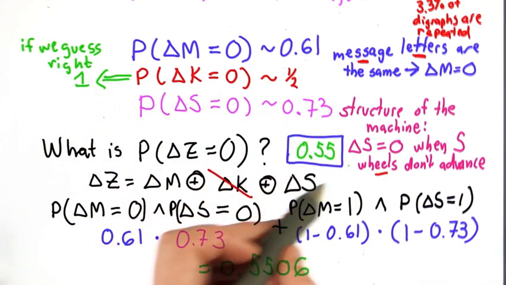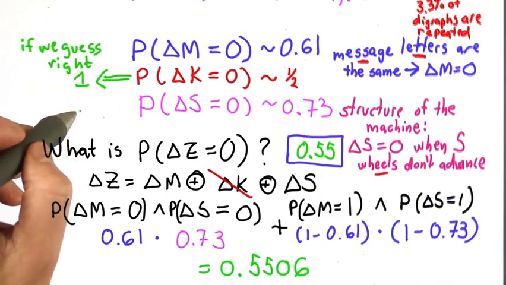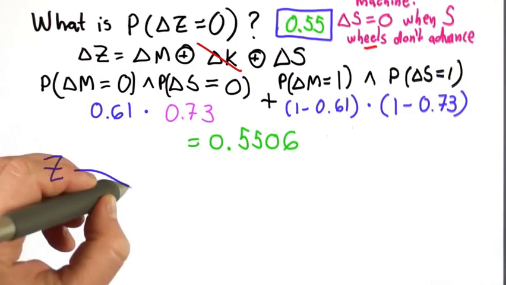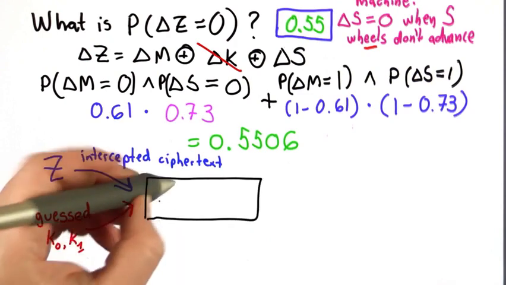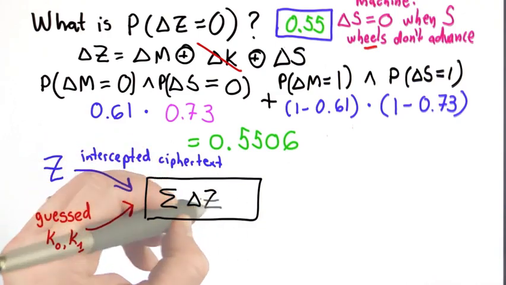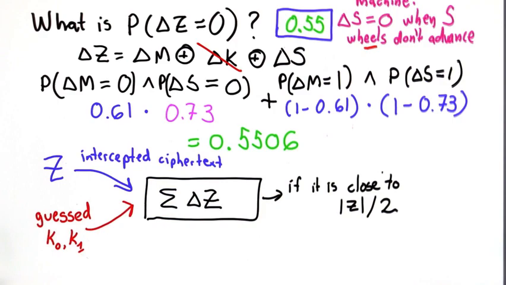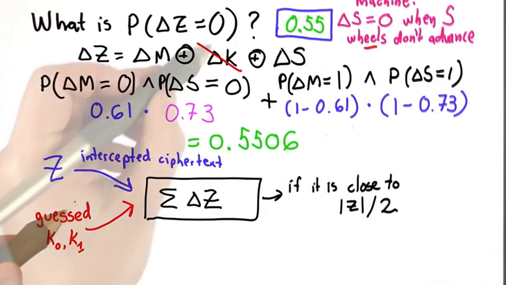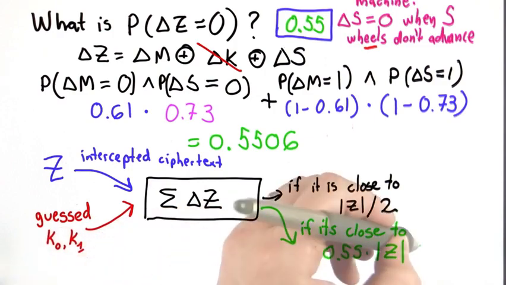So if we have enough text, we can count the number of positions where delta z is equal to 0. If it's close to half of them, then it was a wrong guess. If it's close to 0.55 of them, then we have a good likelihood that that was the right guess. So now all we have to do is feed in the intercepted messages and our guesses for the starting position of the two keys. We need to compute a big summation of the delta z values with those keys. If it's close to the length of the message divided by 2, that means it was a bad guess. We weren't able to cancel out the key. If it's close to 0.55 times the size of z, then it's a good key.